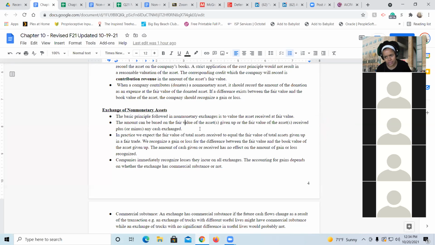cash exchanged, right? Because it's non-monetary assets, you may or may not have fair value numbers for these things, and there may also be cash involved. So we have rules around how you can calculate this.